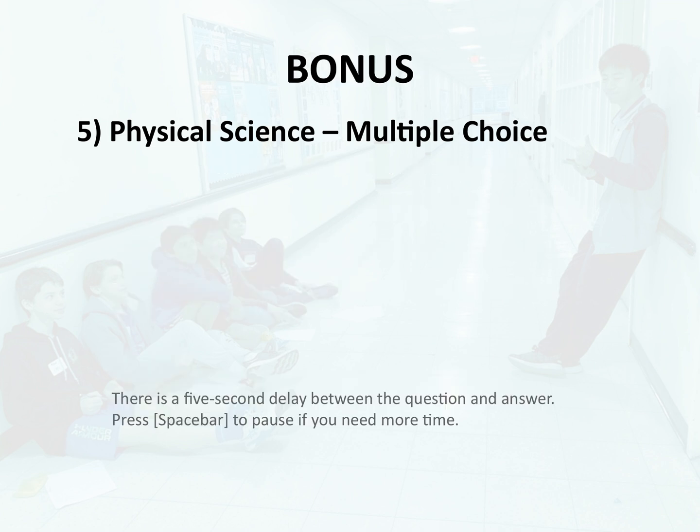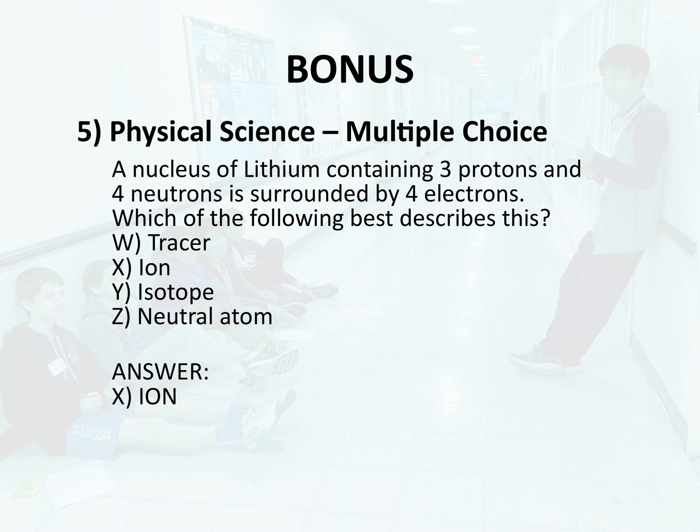Bonus 5. Physical science, multiple choice. A nucleus of lithium containing 3 protons and 4 neutrons is surrounded by 4 electrons. Which of the following best describes this? W. Tracer. X. Ion. Y. Isotope. Z. Neutral atom. Answer. X. Ion.